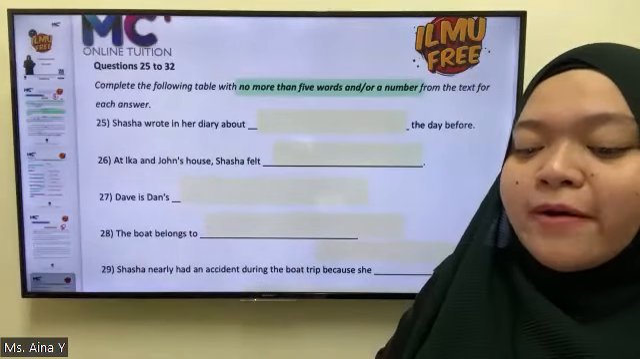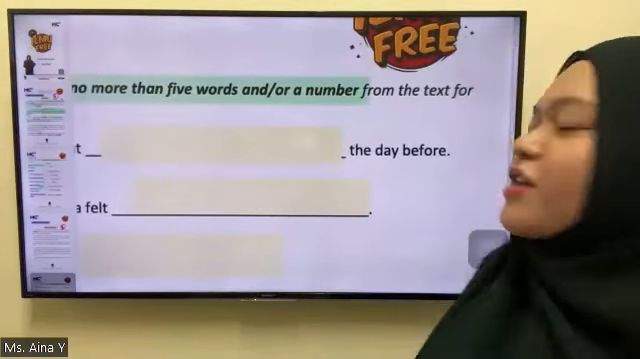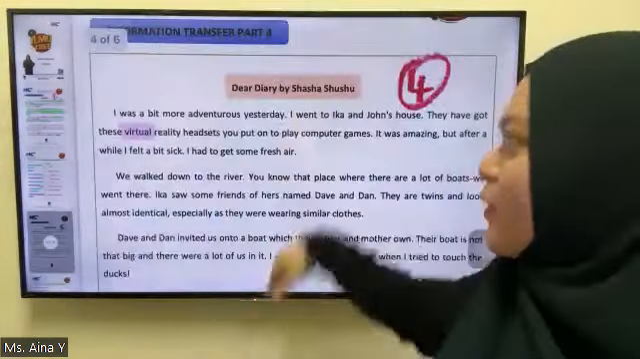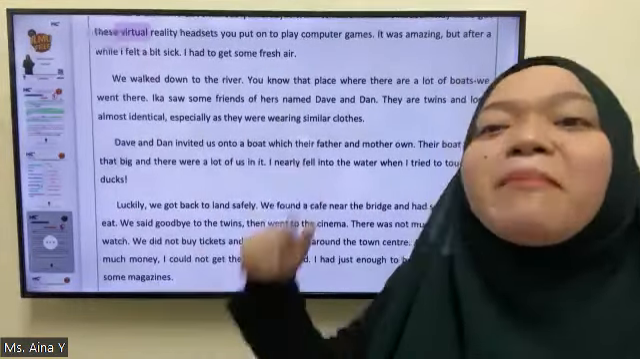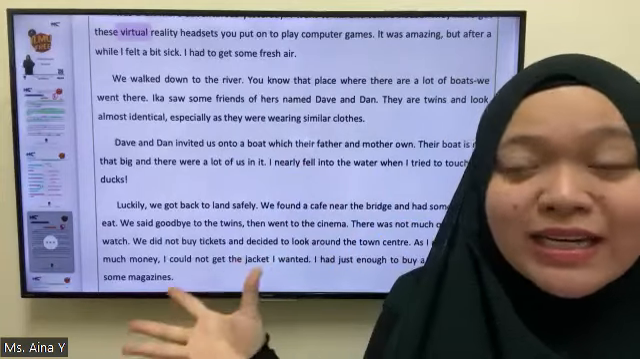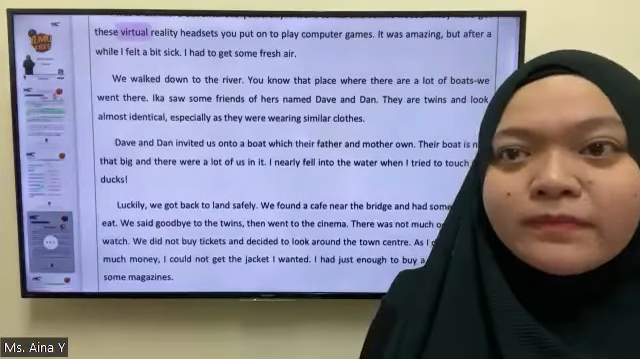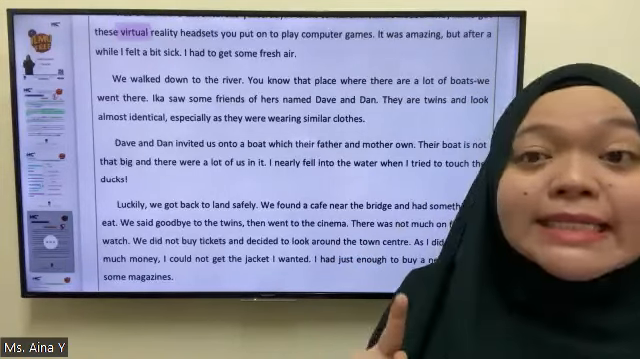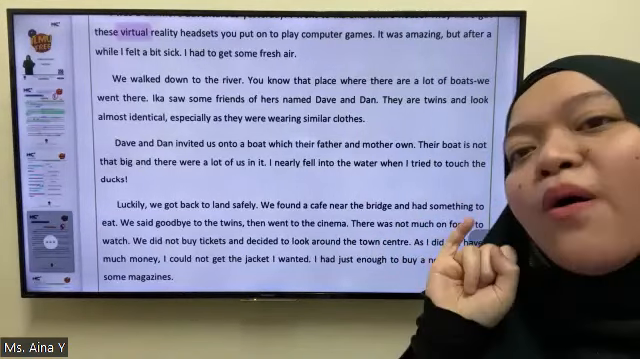Alright, let's answer the first one. Number 25. Shasha wrote in her diary about blank the day before. What did she write in her diary? We have read everything. What is the story actually about? This one is a bit tricky because it is not clearly mentioned in the text. Take a guess. 10 seconds. Good job.